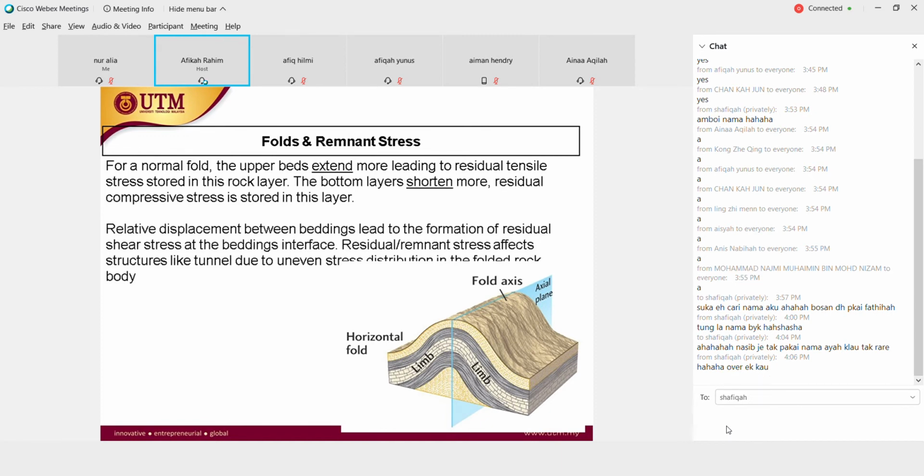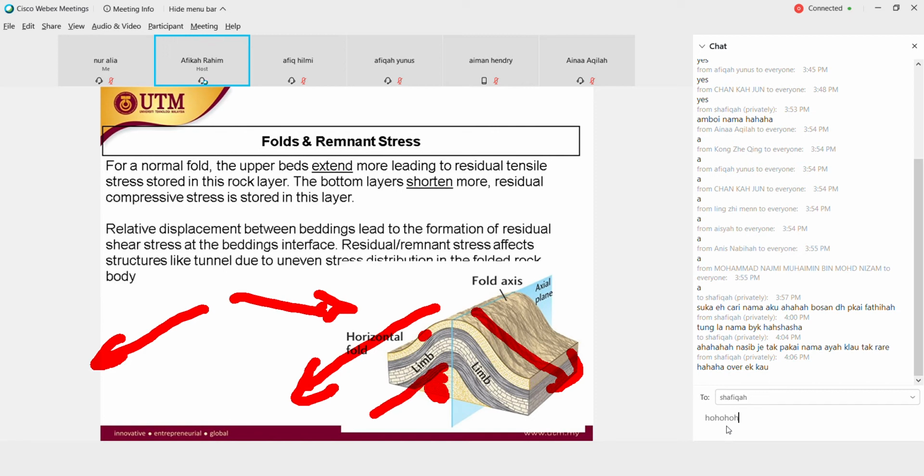For a normal fold, the upper beds extend more, leading to residual tensile stress stored in this rock layer. The bottom layer shortens more, so residual compressive stress is stored in this layer. Tensile is something like pulling apart, while this one looks like it's gathered closer to each other. So the surface looks more tensile, and compressive stress accumulates down here.